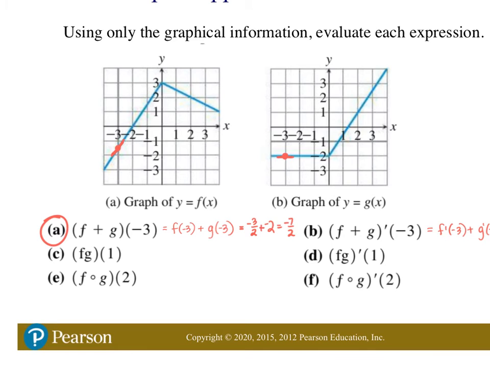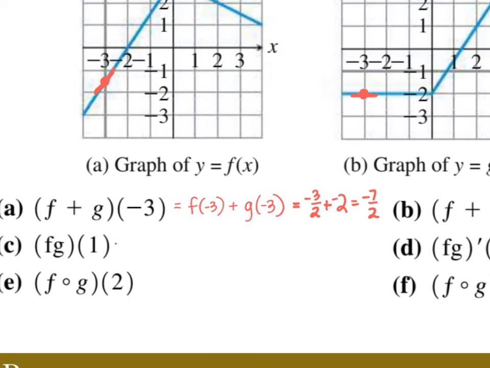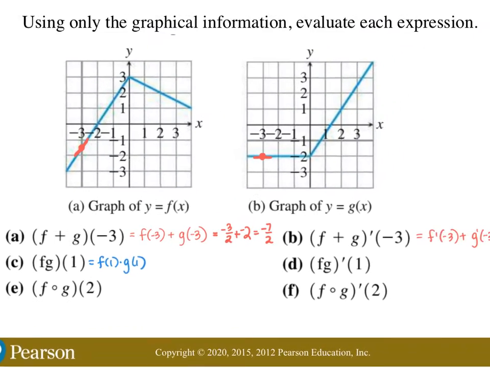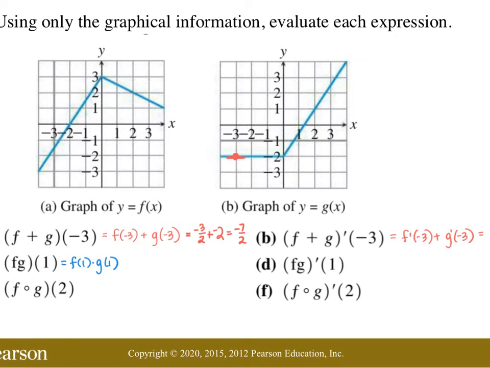Now let's work on multiplication. For part C, the multiplication rule for fg of 1 is simple multiplication. So that means we're going to take f of 1 and multiply it by g of 1. So let's go to the graph and find where those values are. So f of 1 is right there on the f graph, and g of 1 is just below the x-axis. So that's going to be 5/2 times -1/2. So we get -5/4 as our value.